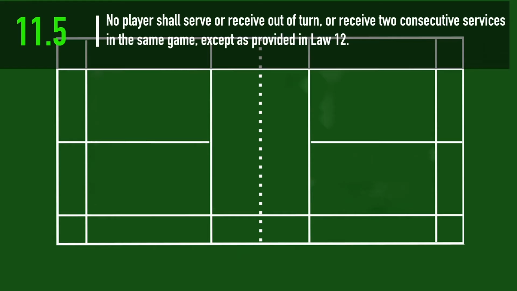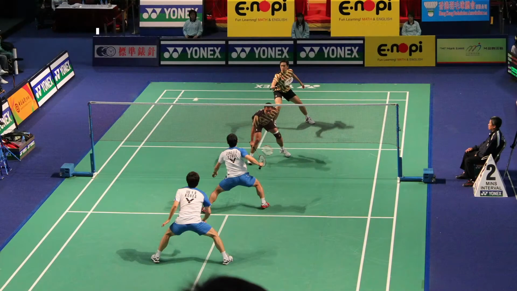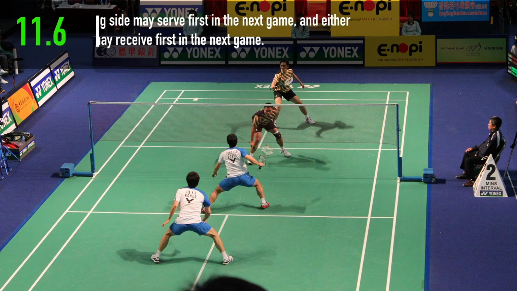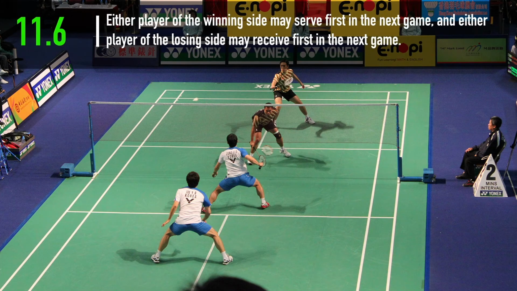11.5 No player shall serve or receive out of turn or receive two consecutive services in the same game, except as provided in Law 12. 11.6 Either player of the winning side may serve first in the next game, and either player of the losing side may receive first in the next game.